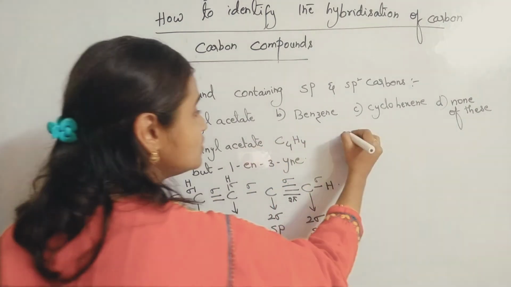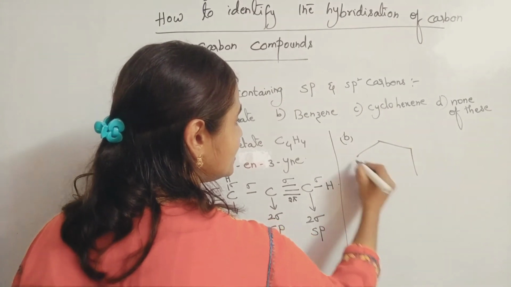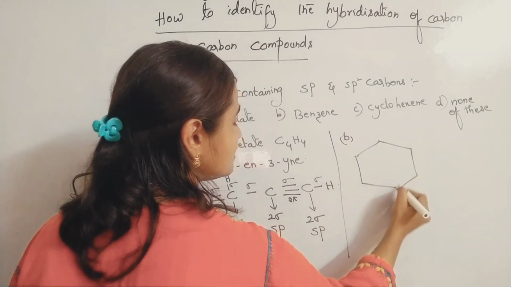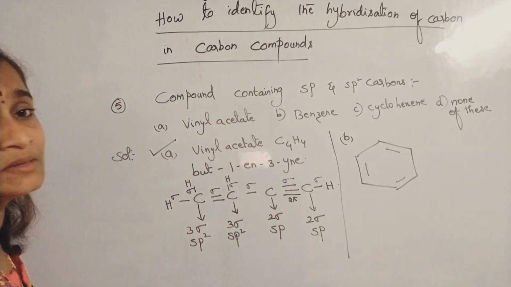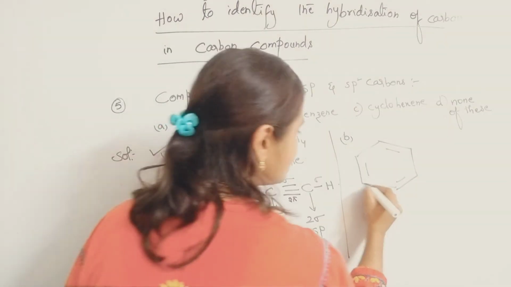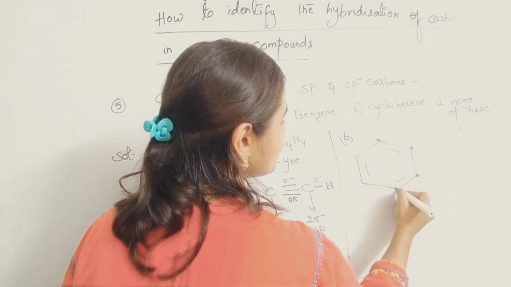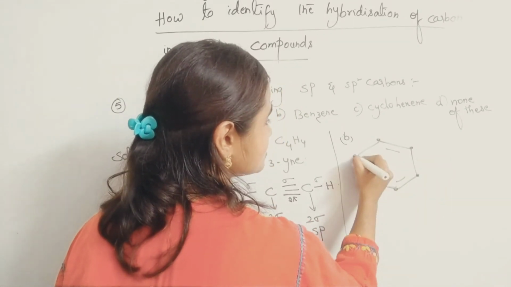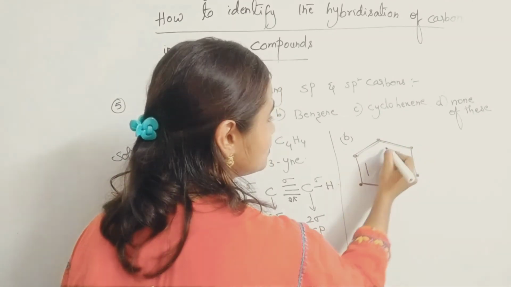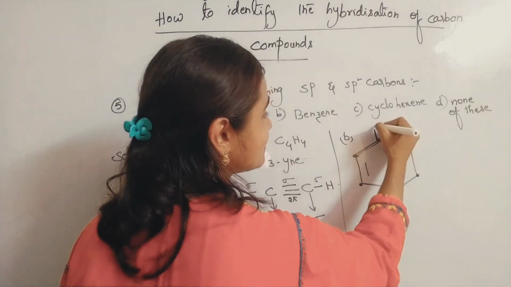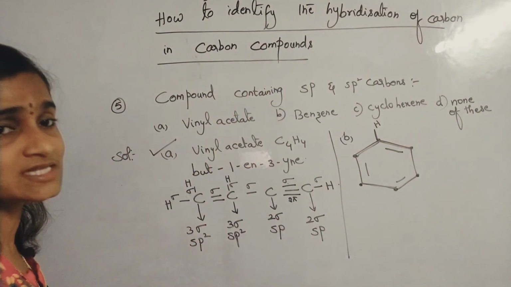Now coming to option B, benzene. Benzene you all know, it has sp2 hybridized carbons. Alternate double bonds, resonance, best resonating structure, benzene. Each carbon, if you see, is undergoing sp2 hybridization. If you take this carbon, 3 bonds are done, 1, 2, 3 bonds are done. You have to keep another bond with hydrogen. Benzene formula is C6H6.